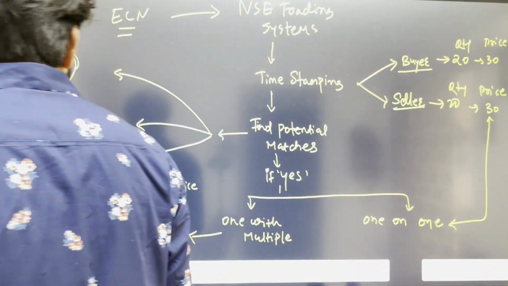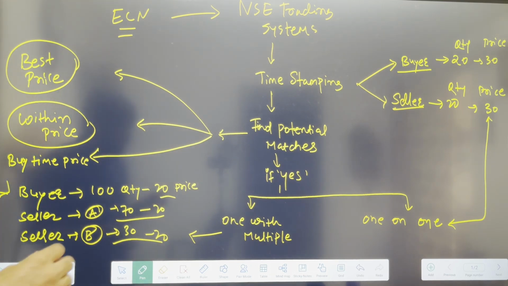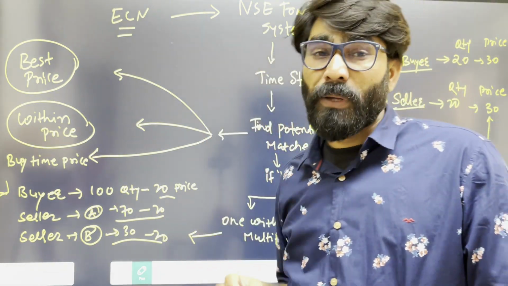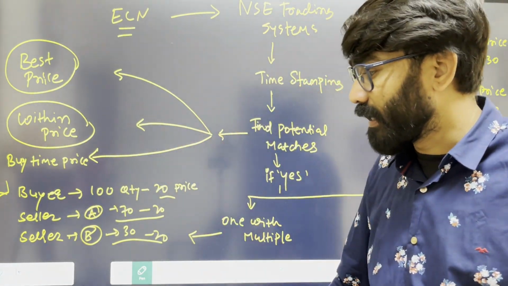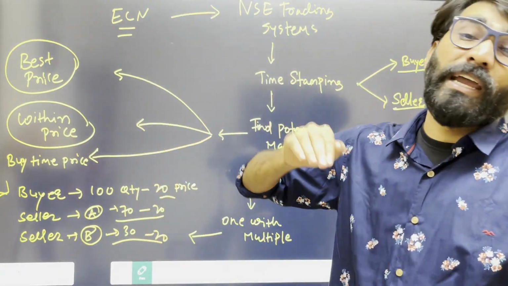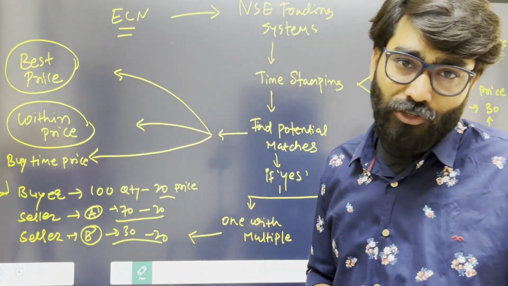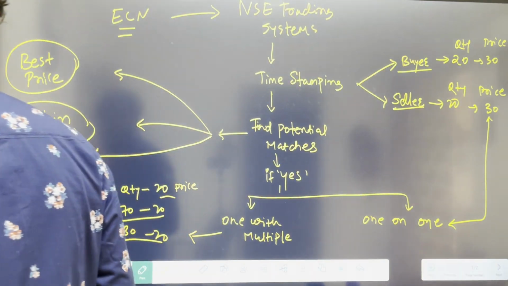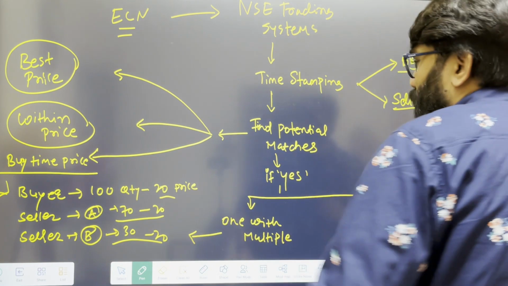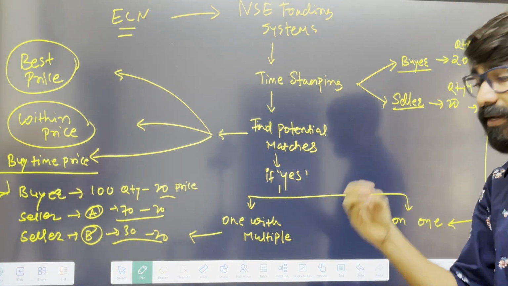Sometimes, if the best price is not available, then the system will try to find a price within your limit. Let's say I have sent the order at 100 rupees, but the market price is 98. Then the order will be placed at 98, within the price range. The system will try to find that within the price range of that particular trade or security. And by time priority, as I said, time stamping is the process where the system records the time of your order in the system.